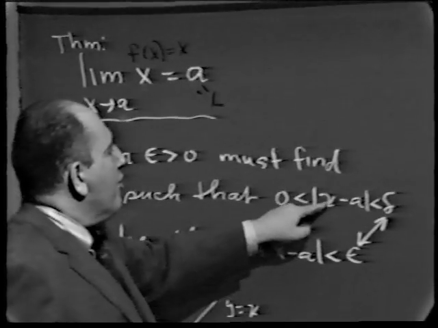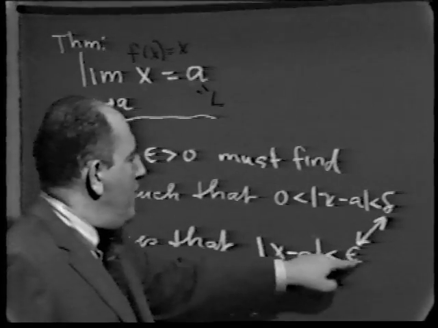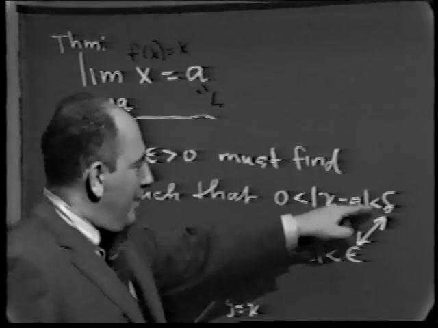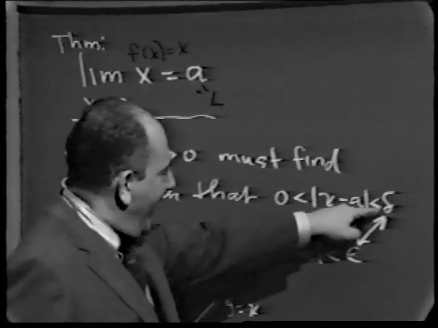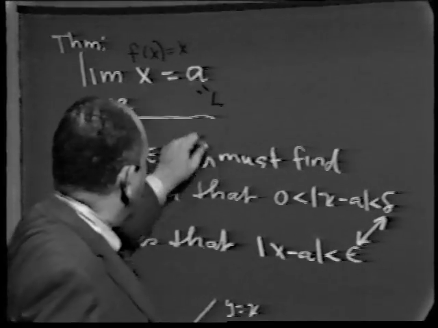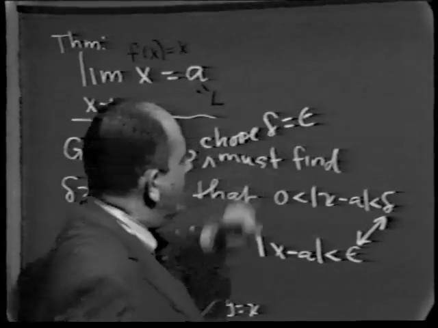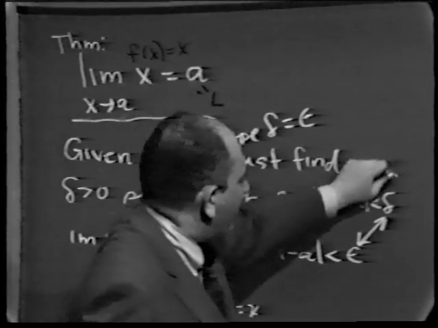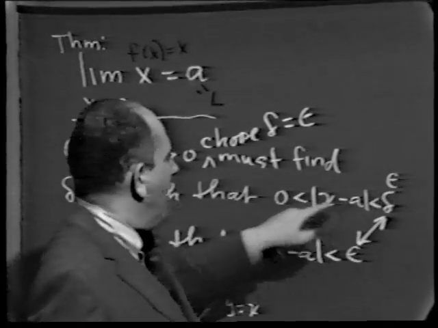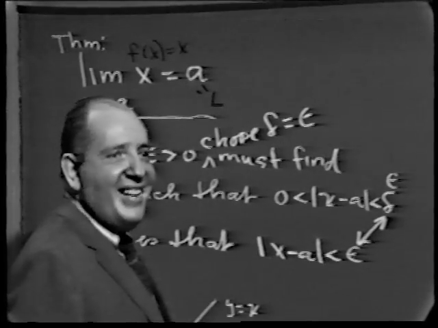How close should x be chosen to a if you want x to be within epsilon of a? And the answer, quite obviously in this case, without beating it to death again, is to simply say, for the given epsilon, choose, for example, delta to equal epsilon. Because certainly, if the absolute value of x minus a is less than epsilon but greater than 0, then certainly the absolute value of x minus a is less than epsilon.